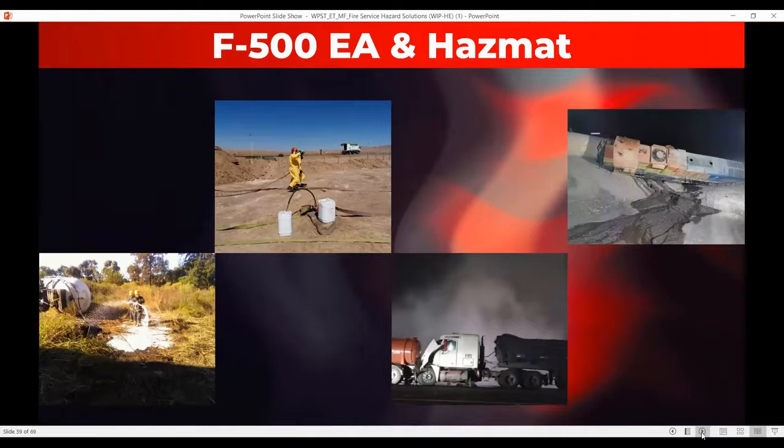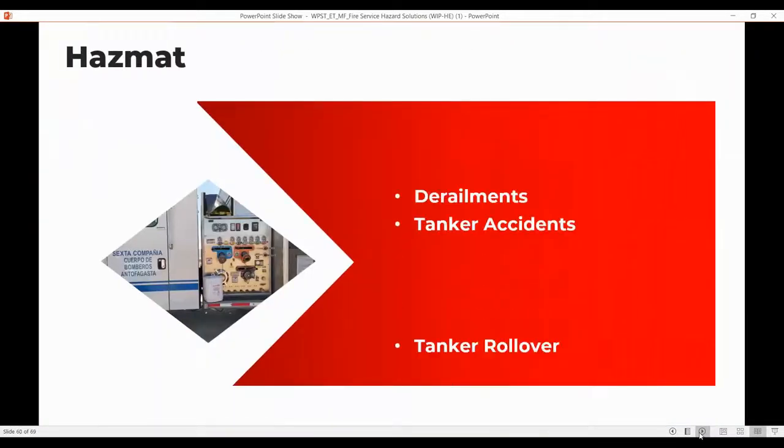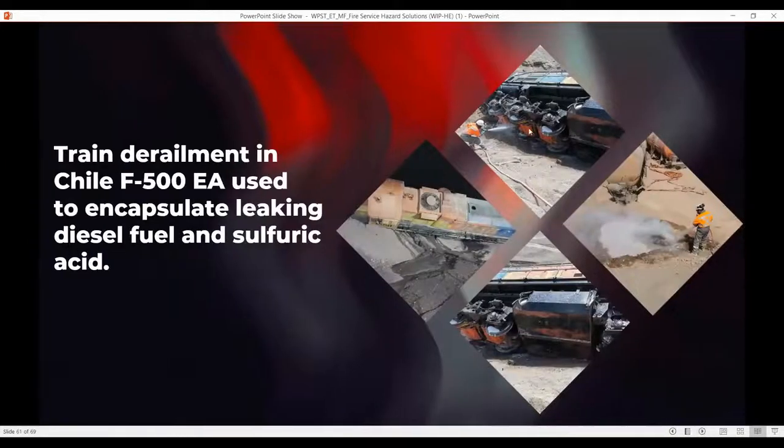Last thing we'll look at here is some hazmat incidents. Things like derailments, tanker accidents, tanker rollovers, chemical spills, and fuel spills. So these are some photos of a train derailment down in Chile. This was in a mining community. The train was actually carrying sulfuric acid. So they had not only the diesel that's leaking from the locomotive, but this is sulfuric acid that spilled from one of the tank cars.